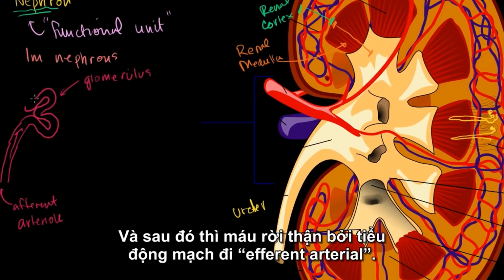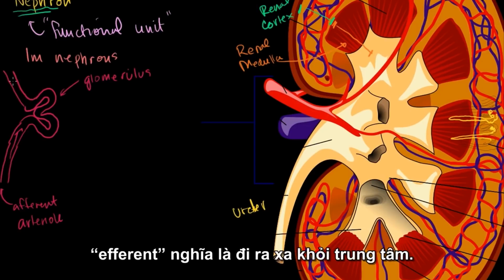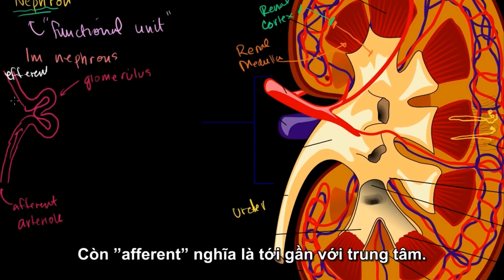And then it leaves via the efferent arteriole. Efferent. Let me switch colors. This red is getting monotonous. This is the efferent arteriole. Efferent just means away from the center. Afferent towards, efferent away from the center.